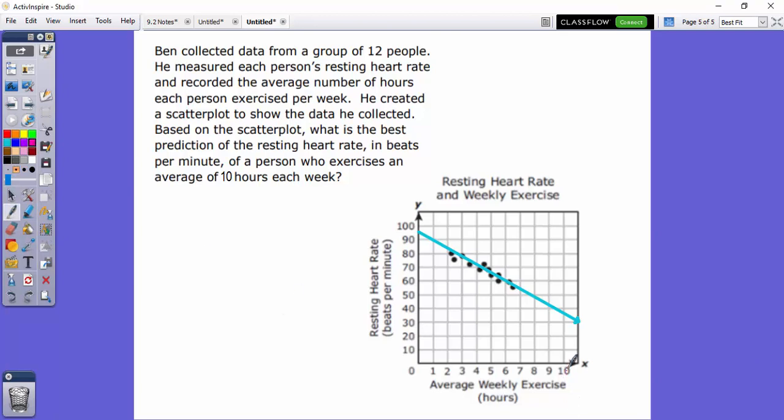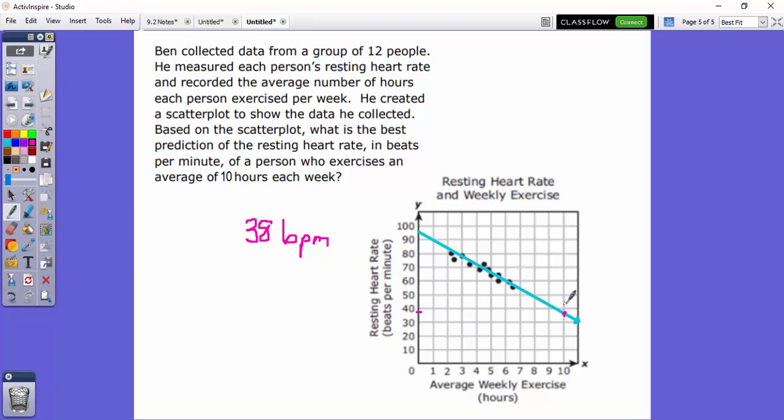So we can see if we go to 10 hours of exercise and I look at my line of fit, 10 hours of exercise lands on the line right about here. And so if I follow that over, it's in between 30 and 40, but it's definitely closer to 40. So saying something around 37 or 38 beats per minute would be appropriate.